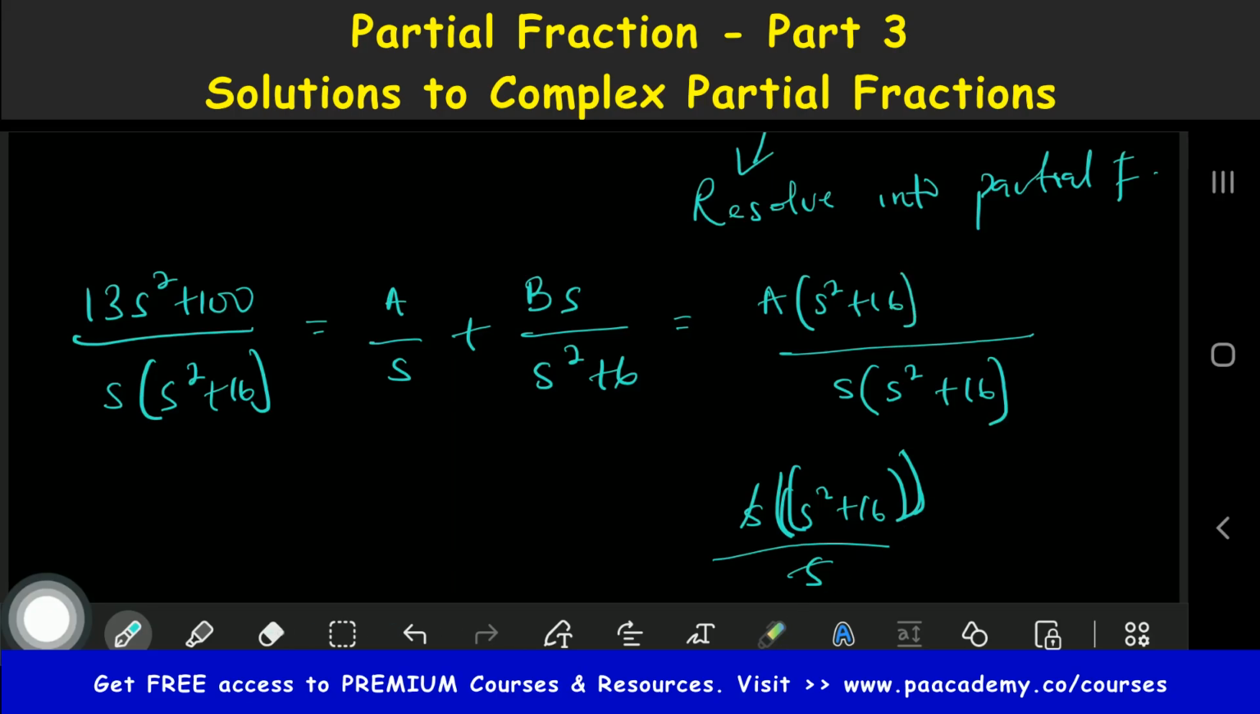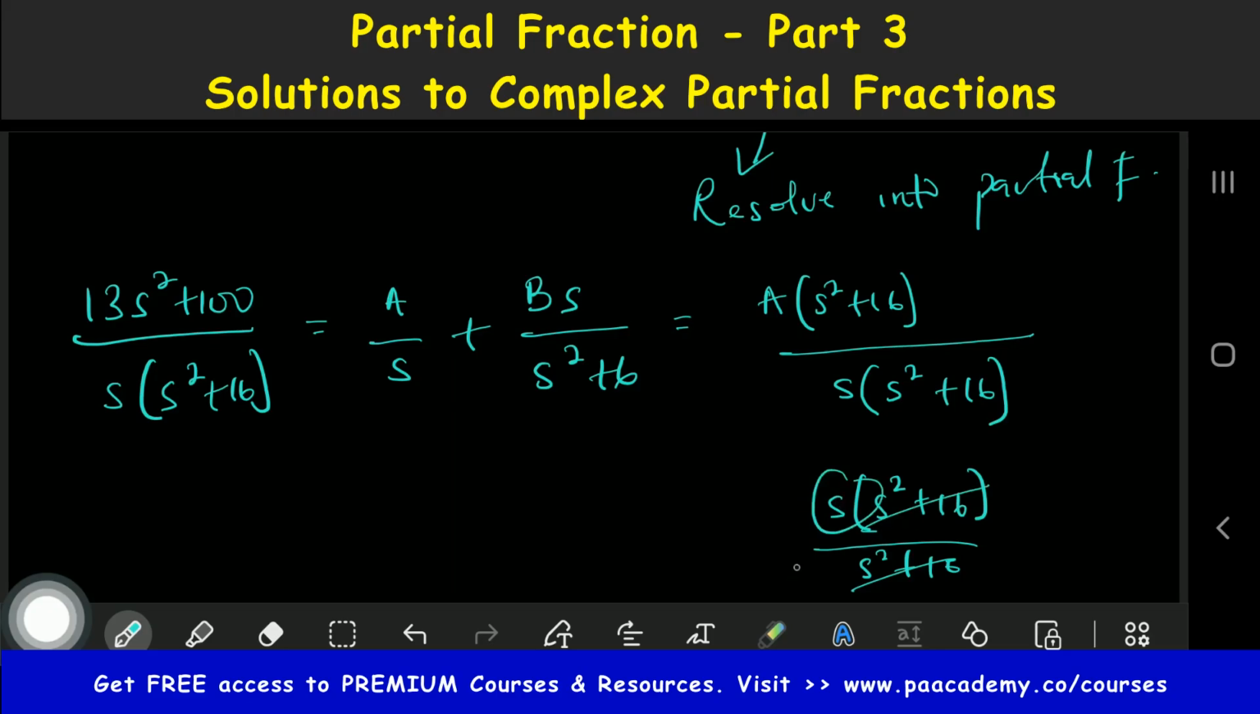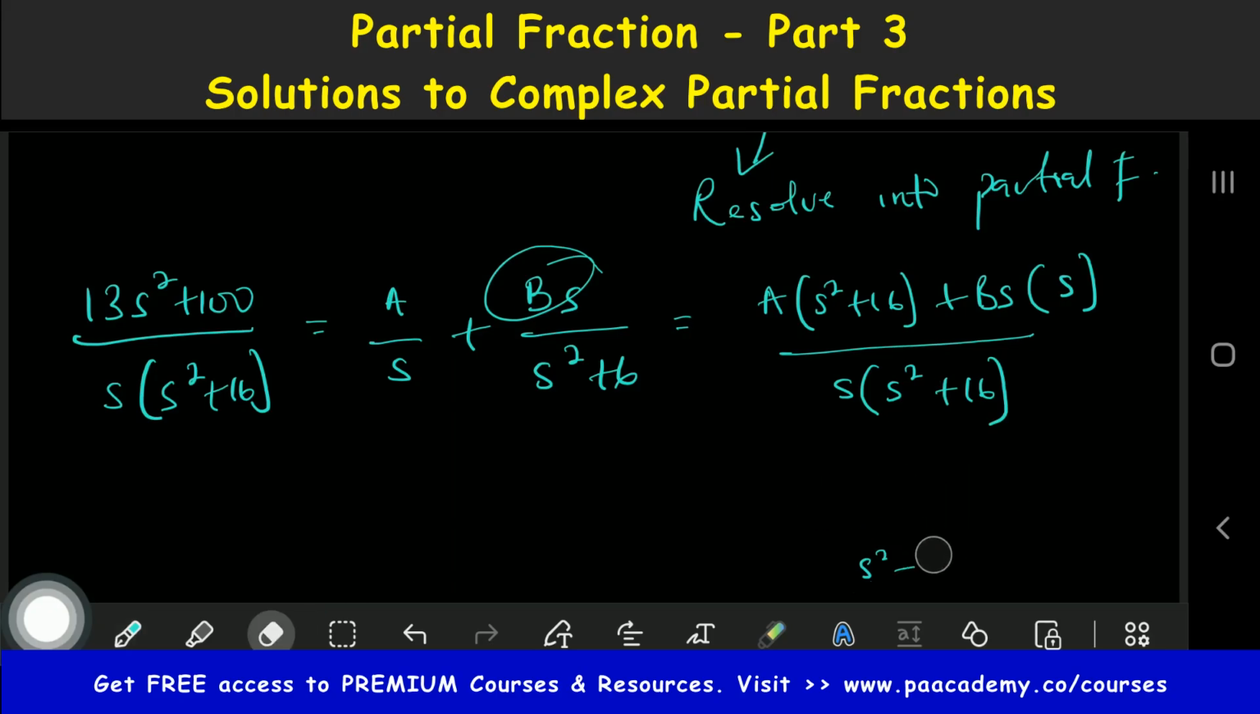So you do the same thing for the second part, where we have s into bracket s squared plus 16 over this guy here, s squared plus 16. So this can cancel this, we are left with just s. So this s is what you are going to multiply with Bs. So you are going to be having plus Bs into bracket s. So I can go ahead and clean this.